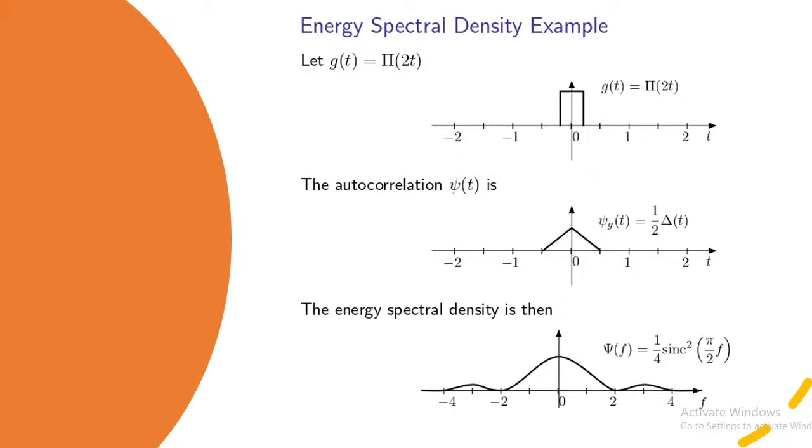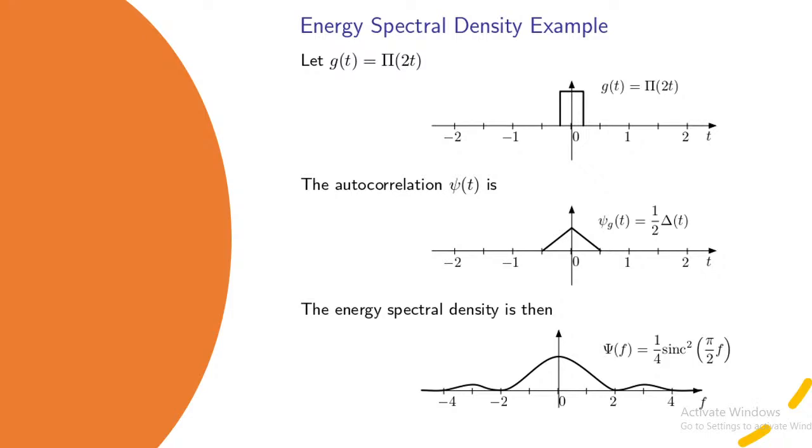Now its autocorrelation function psi_g(t). To find the autocorrelation, follow the principle that we just discussed. From Fourier analysis you can get this. So you take this gate function and do the analysis, and that will give you a triangular function.